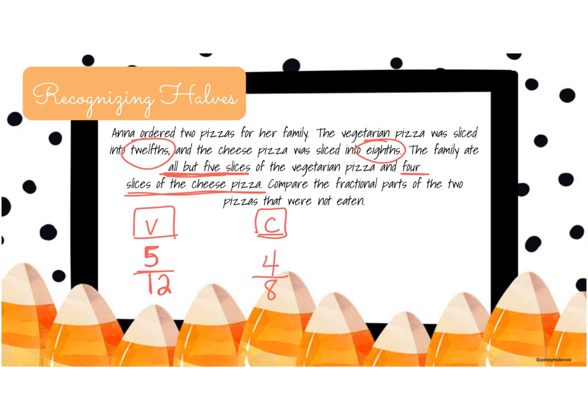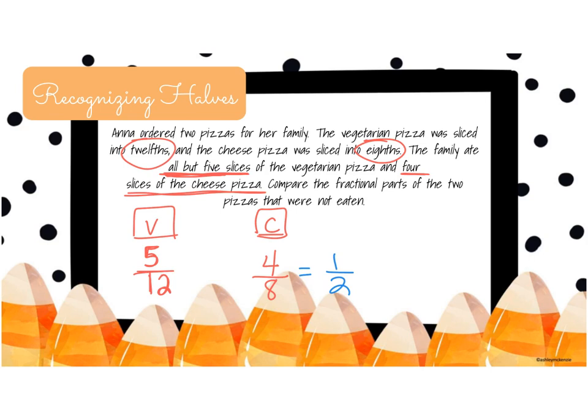4. Okay, so remember when we talked about the numerator, if it is less than half of the denominator, that means it's smaller than half. If the numerator is greater than half the denominator, then the entire fraction is greater than a half. So let's look at the cheese. We know 4/8 is exactly how much? 1/2. So we're comparing the vegetarian pizza to 1/2.